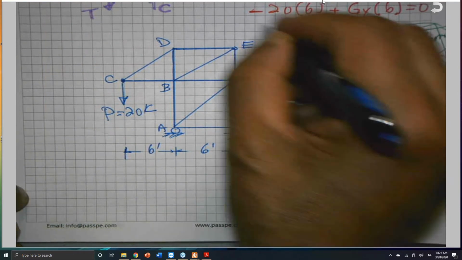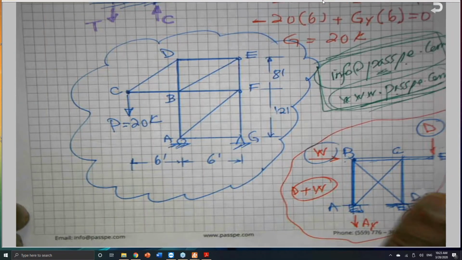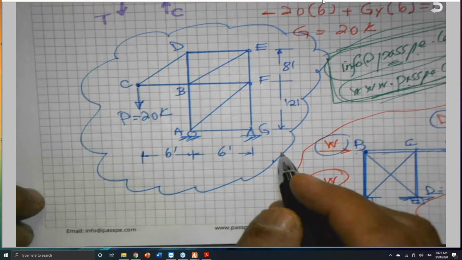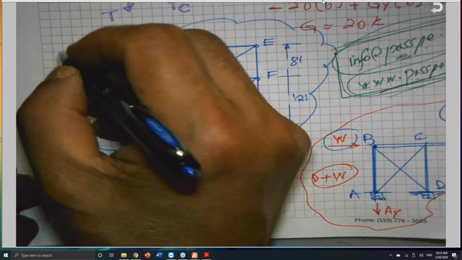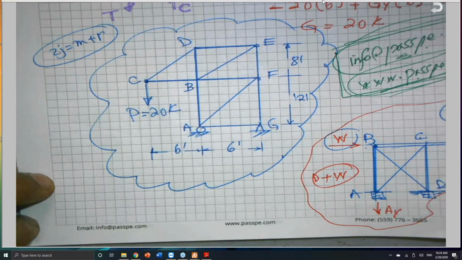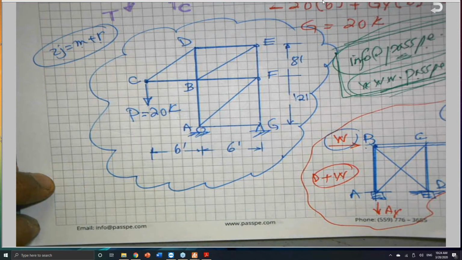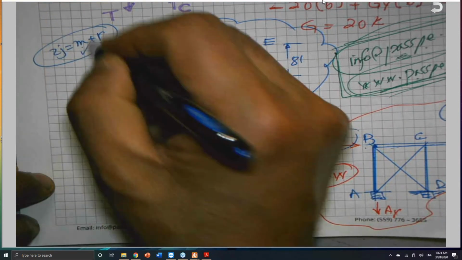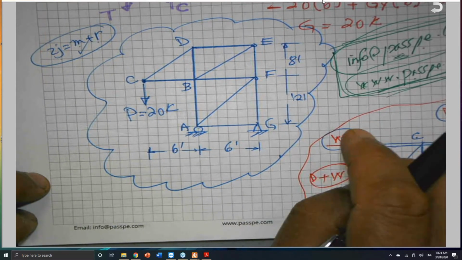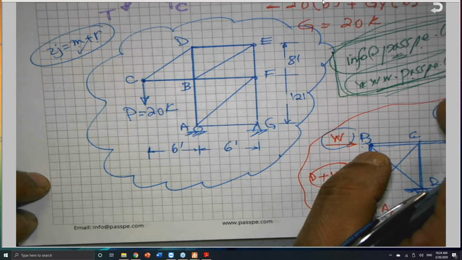Okay, going back to the trusses. Trusses are very, very important for the PE exam and even for the SE exam also. This is a statically determinate truss. And we have a very famous equation: 2J equals M plus R. J for joints, M for members, and R for reactions. If this equation is satisfied, that means the structure is statically determinate and you can find the member forces and the reactions.